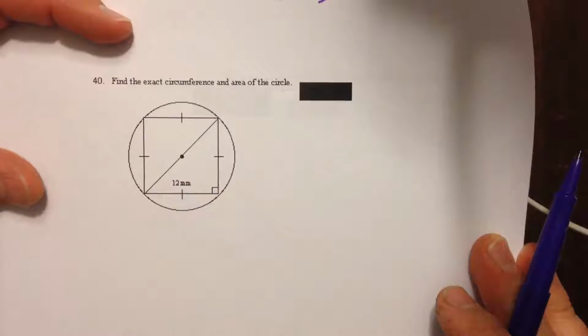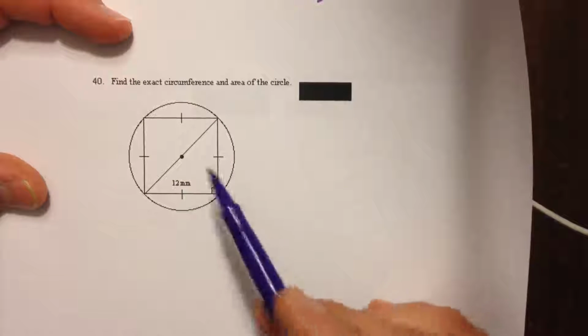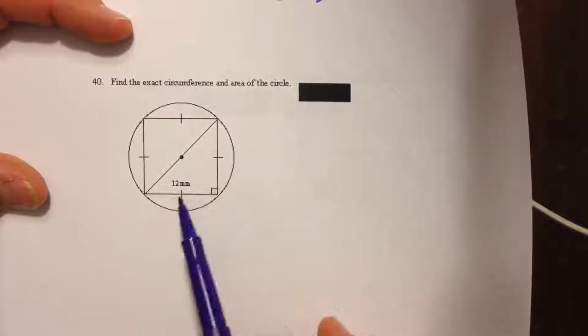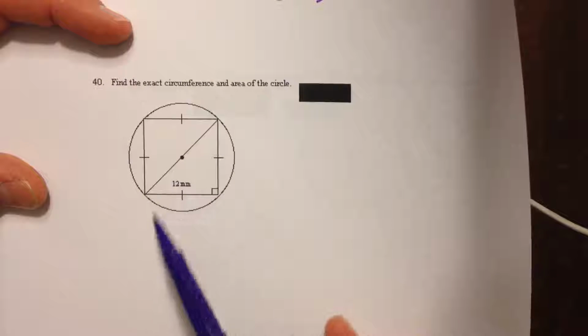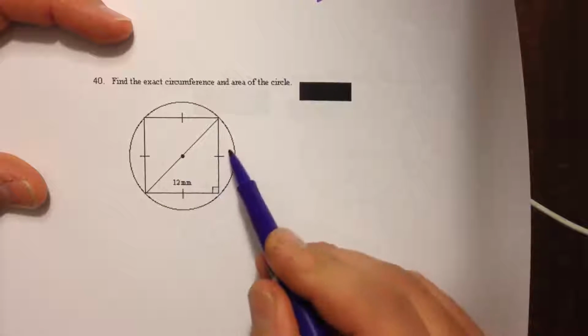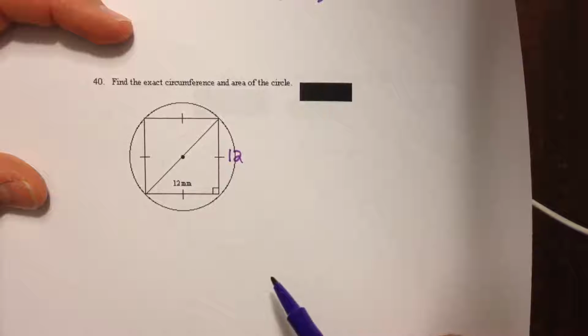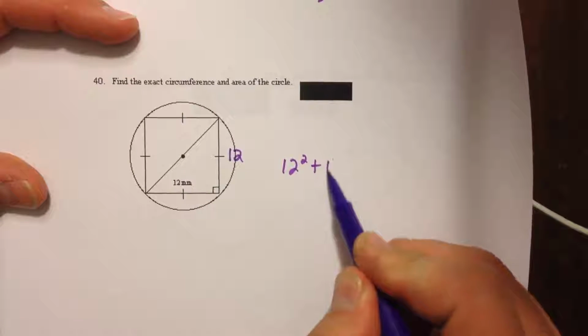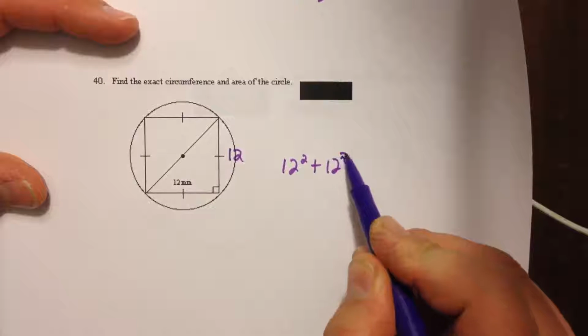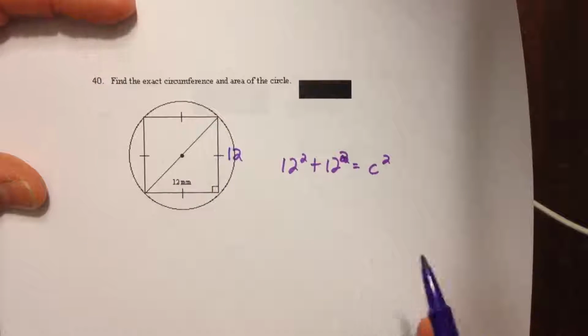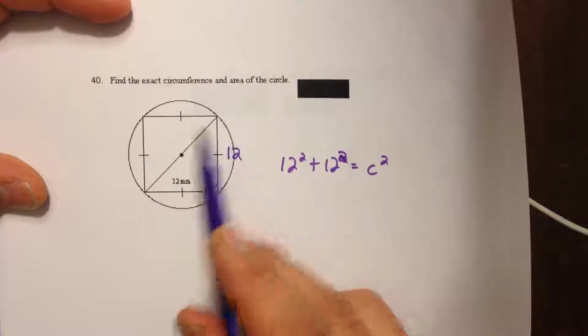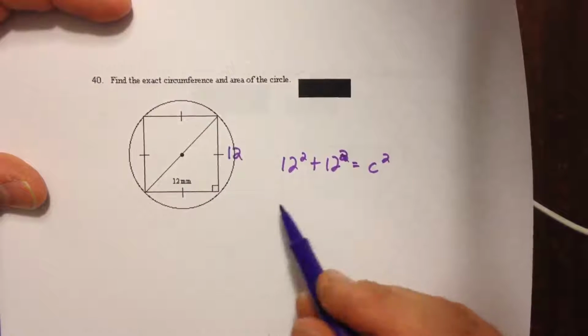Alright, number 40. Find the exact circumference and the area of the circle. Alright, so first I need to figure out what the diameter is. And if I'm given this is 12, that tick mark tells me that that's 12. I have 2 out of the 3. So 12 squared plus 12 squared should equal c squared, which is the diameter. Okay, so I have a right triangle here. I'm using the Pythagorean theorem.